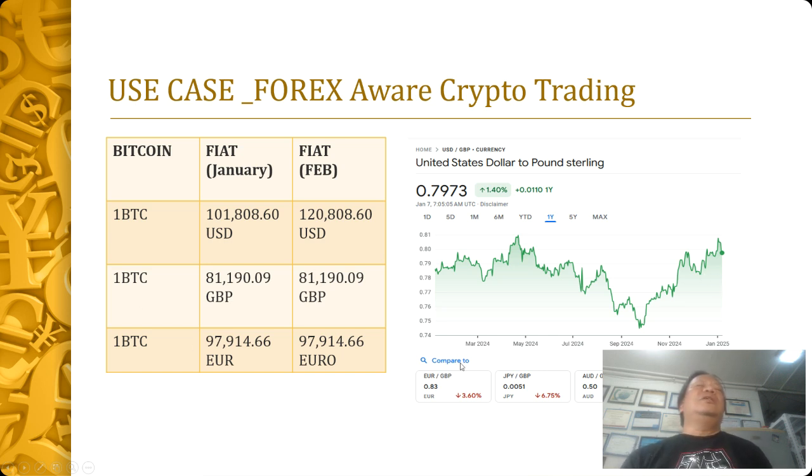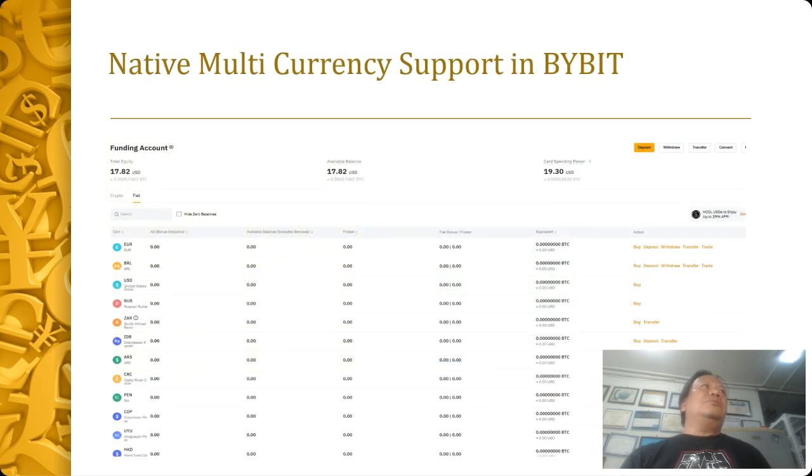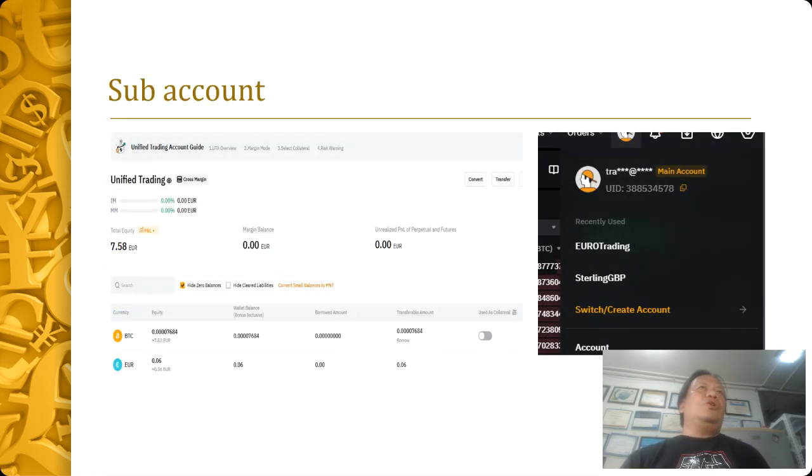So that's the case. How do we manage that in Bybit? Bybit has native multi-currency support. It accepts a lot of currencies and it's native to Bybit. And you can create a sub account. I want to trade with euro. I want to trade with sterling pound. I'll show that in the demo later on.